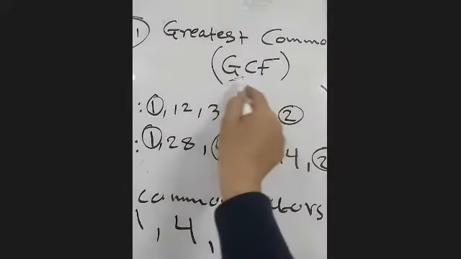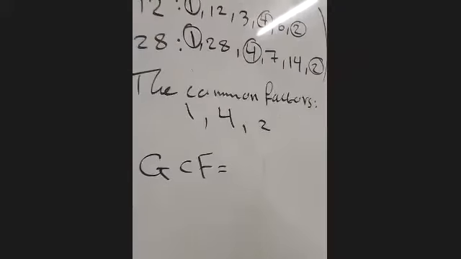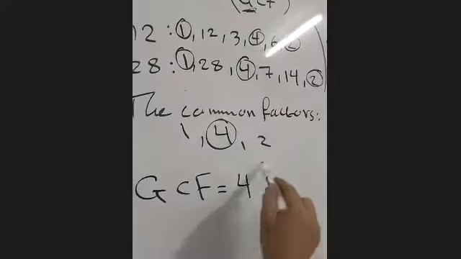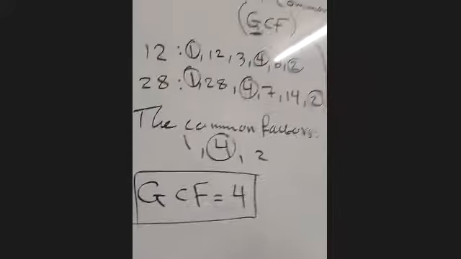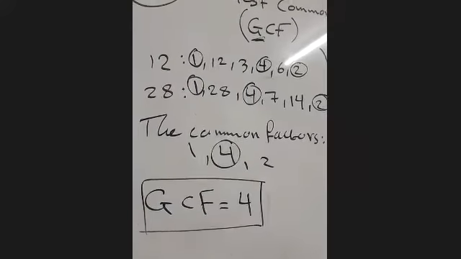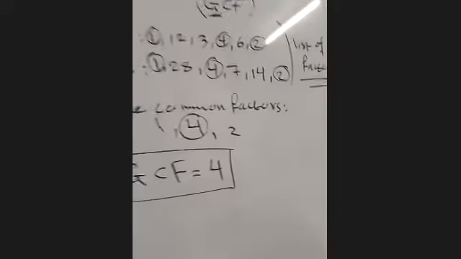The greatest, the biggest one of them. What is the greatest common factor? 4. The biggest one among the common factors is 4. So the greatest common factor of the two numbers, 12 and 28, is 4. This is example 1. Let's go to the check now.